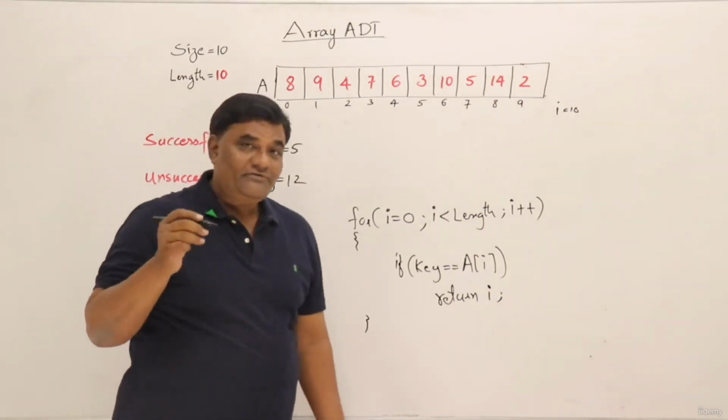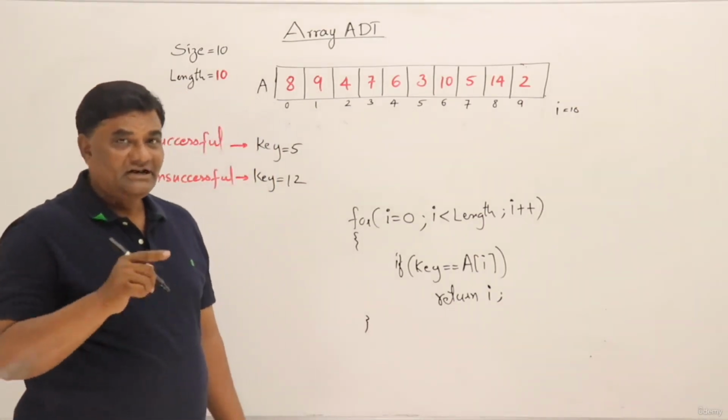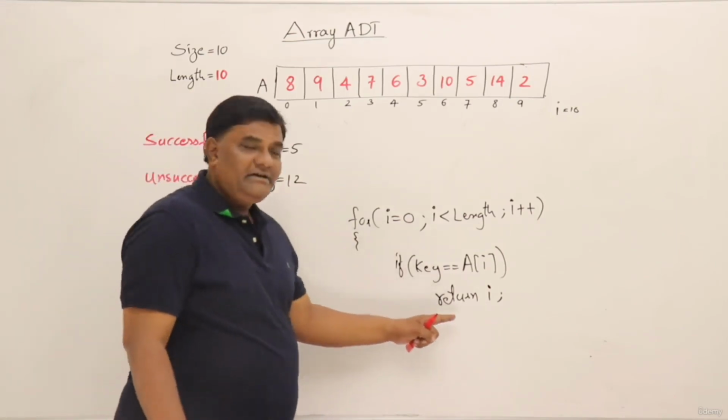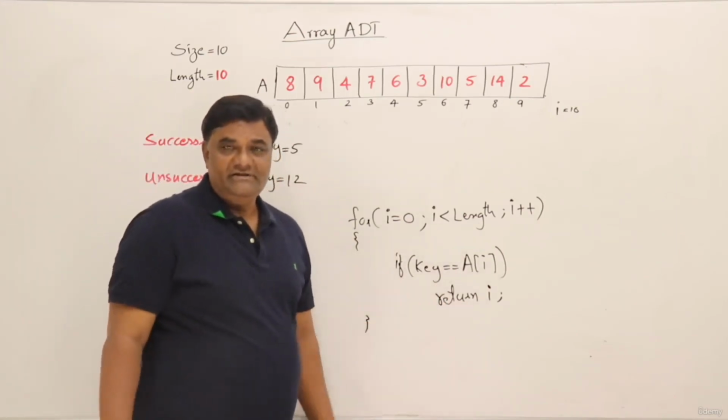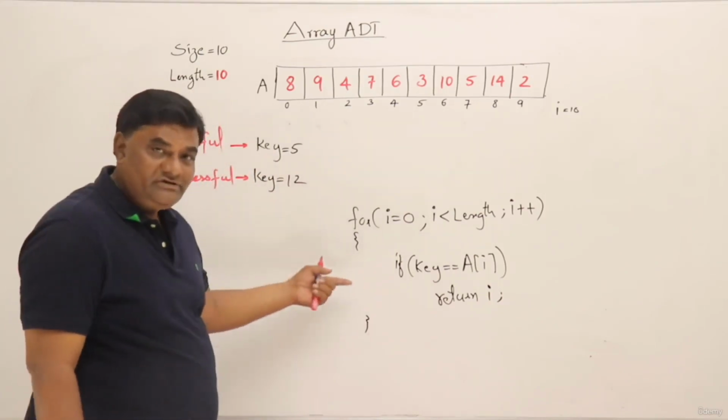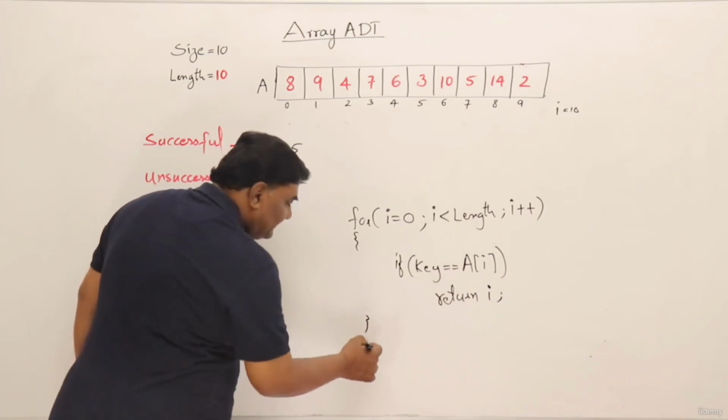So if it is not finding a key element, then it will come out of the loop. If at all the key element is found, then it will return, means stop the procedure here itself. So if the key element is not found, then it will come out of the loop. Then outside the loop we can say return.